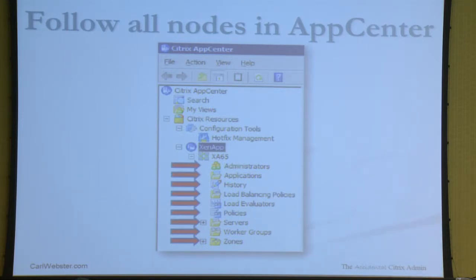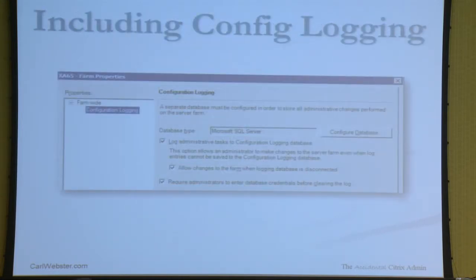Now in XenApp 6 and 6.5, you don't technically have farm properties and server properties, because those can now be done through the policies. But on the farm level, you still have the configuration logging, and we'll go through and give you all the configuration logging configuration.